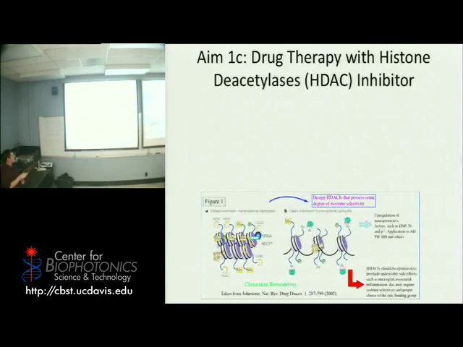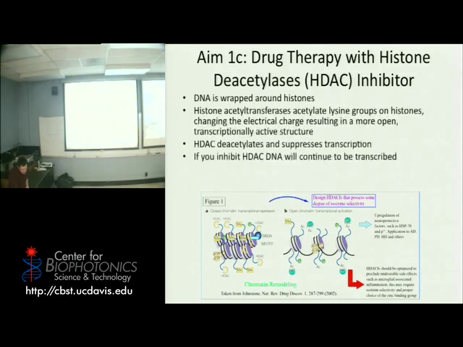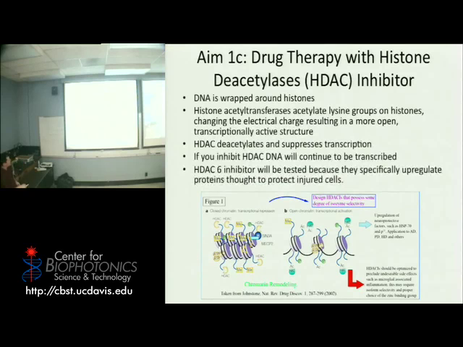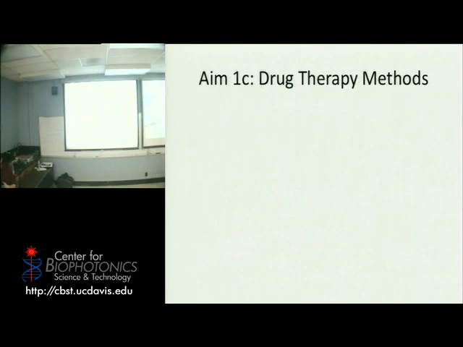So these HDACs here are what usually cause the DNA to wrap back up. So when the HDAC is active, the DNA wraps back up on the histone. So if we have an inhibitor, it keeps the DNA open. And one of them, HDAC6, keeps the DNA open specifically for transcription of protective proteins. So that's what I have here. Proteins specifically thought to upregulate the cells. So like down here, you see the black wrapped around the histones is the DNA. When they're open, the DNA is exposed and can be transcribed. So we wanted to know, if we put on these pro-life genes, can we actually save the cells, and what will that do to function?